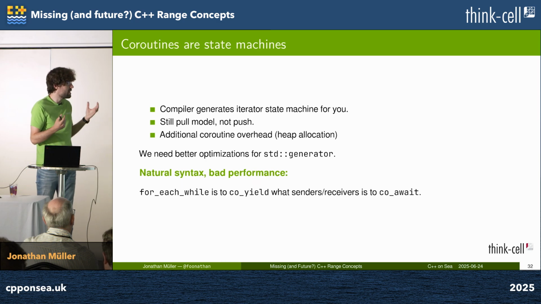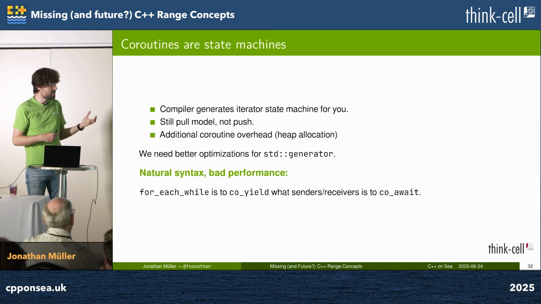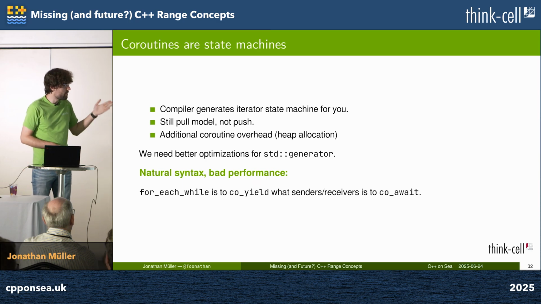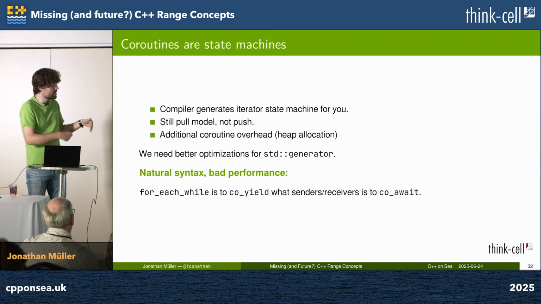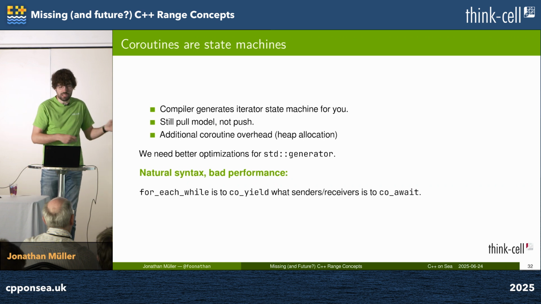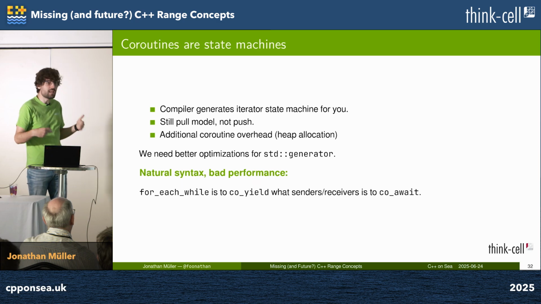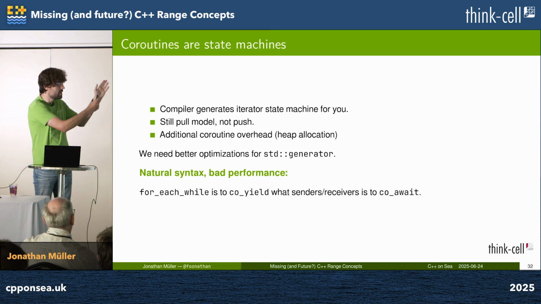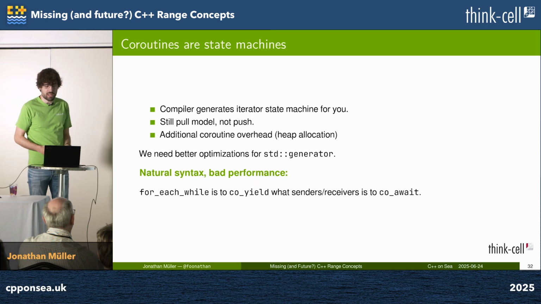And this is sort of the unfortunate thing if you get stuff with natural syntax but bad performance, right? So for each while is the equivalent of co-yield. Co-yield has a natural syntax but bad performance, and this is similar to having senders, receivers, and co-await. Co-await has nicer syntax, but it has worse performance, so we ended up with a library solution for that as well.